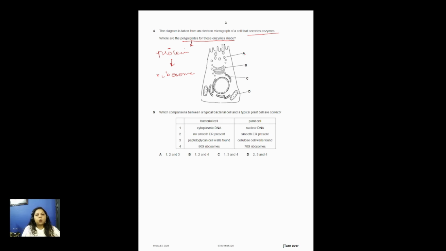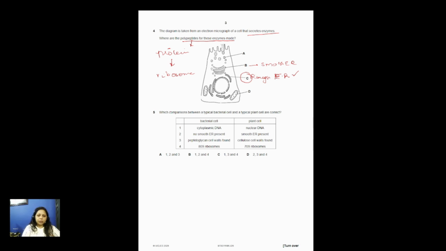A is a vesicle, no, it doesn't contain ribosomes. B is the smooth ER. Let me write for you. So smooth ER doesn't make protein because it doesn't contain ribosomes. This one is rough endoplasmic reticulum, rough ER. So yes, it can make proteins. And D is the mitochondria. So the answer is C, which is rough endoplasmic reticulum, which contains ribosomes and makes proteins, or puts amino acids in the sequence.